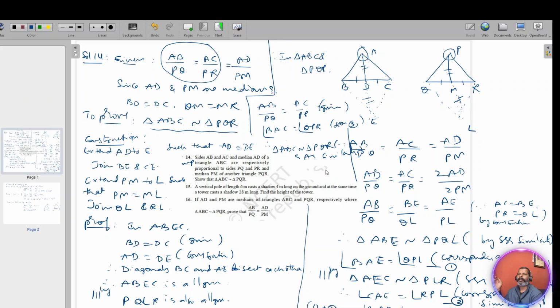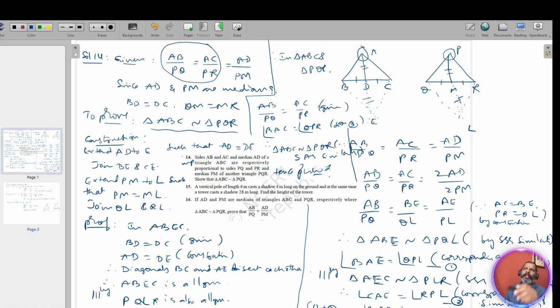I'll recap quickly, because it's a lengthier problem. In the given, we have AB by PQ, AC by PR equal to AD by PM, where AD and PM are the medians. Two sets are already done. We did the whole problem just to make angle A and angle P equal. How did we do it? We extended AD to E and joined such that they are equal, and similarly PM and ML are equal.